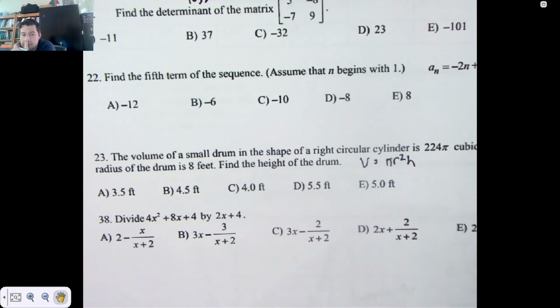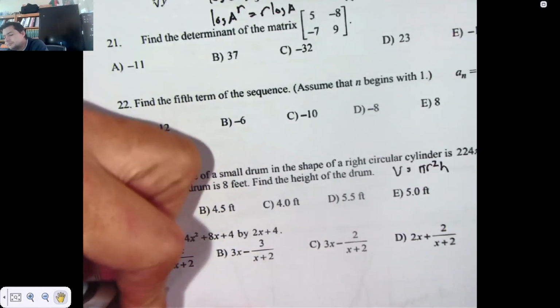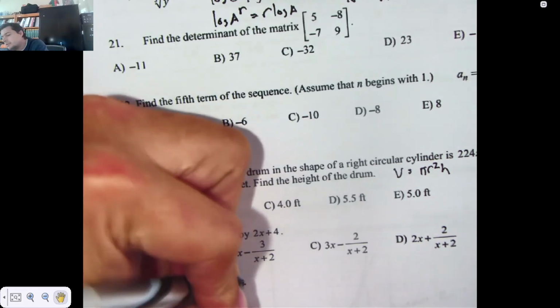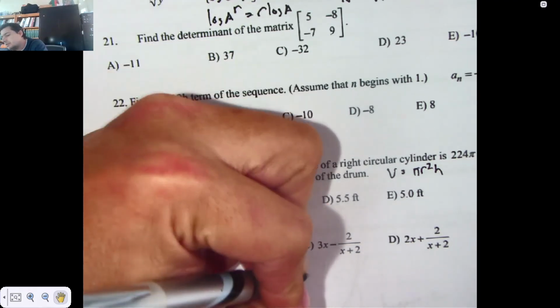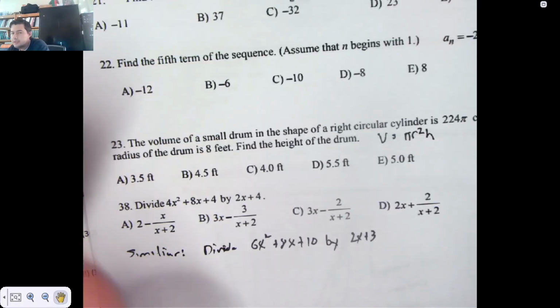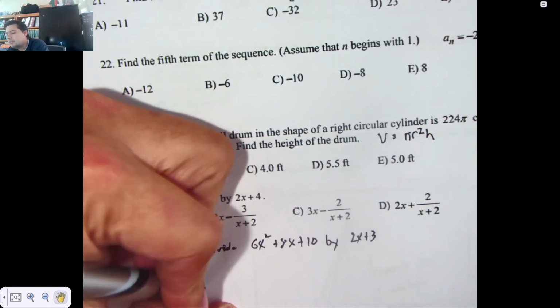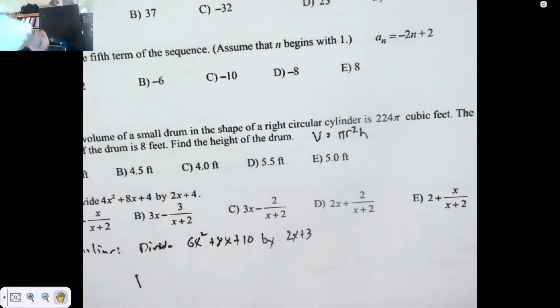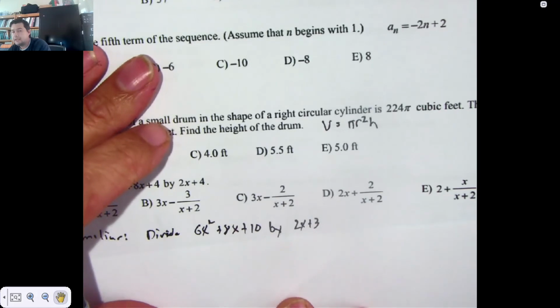38, you do need my help. So I'm going to do something similar. I'm going to divide, I don't know, let's go 6x squared plus 8x plus 10 by 2x plus 3. This is done with long division. Remember the old long division from being a kid? I'm actually going to get a separate piece of paper out for this because I'm going to need more room, because long division takes a long time.